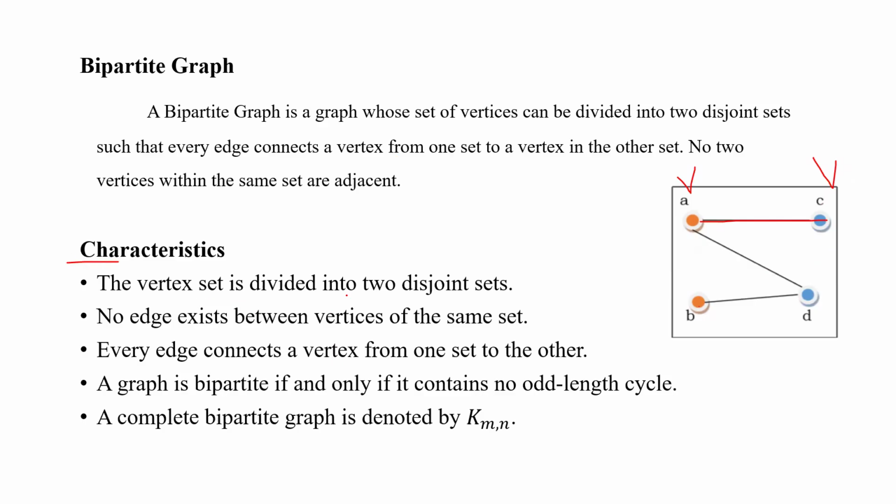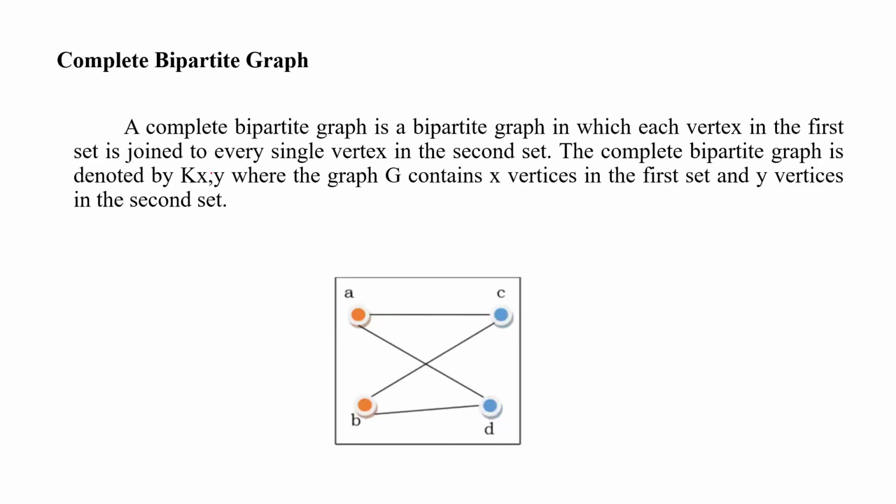So what are the characteristics? The vertex set is divided into two disjoint sets. No edge exists between vertices of the same set. Every edge connects a vertex from one set to the other. A graph is bipartite if and only if it contains no odd length cycle. Now the complete bipartite graph, denoted K with subscript m comma n. Here we can see this is a complete bipartite graph, fully connected between the two sets.